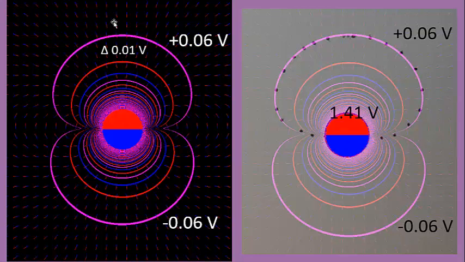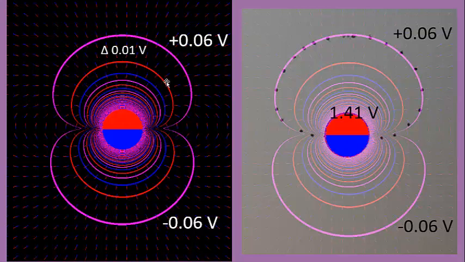Okay, and so the way these lines are plotted is, the first line here, let's just say, for example, is 0.06 volts, like I was measuring. So then the next line would be 0.07 volts. And then the next curve would be 0.08 volts, and then 0.09, and so on.